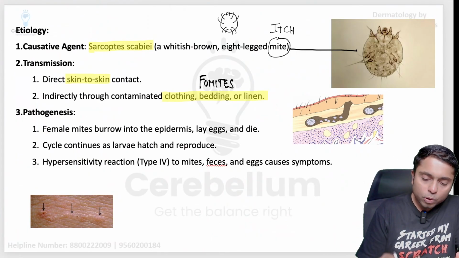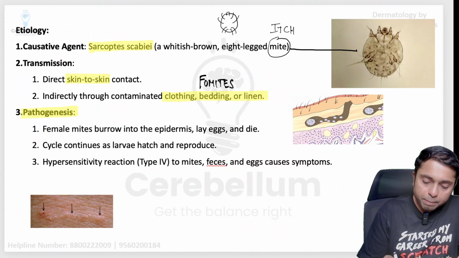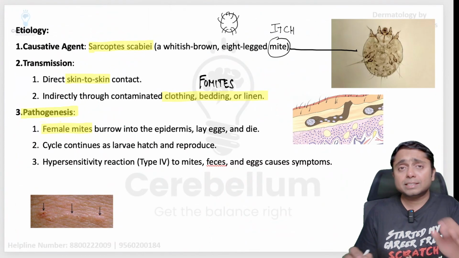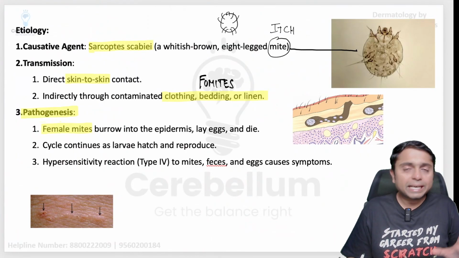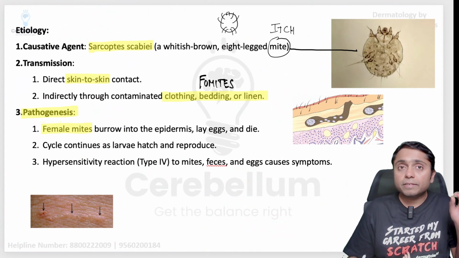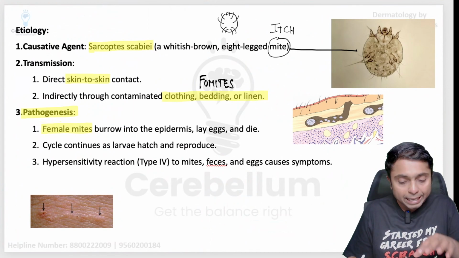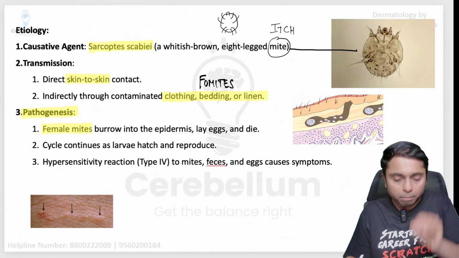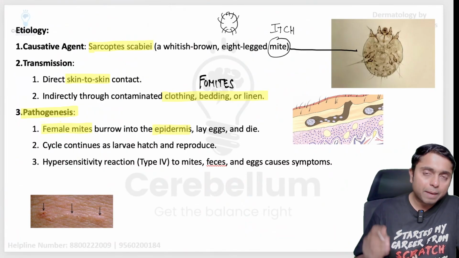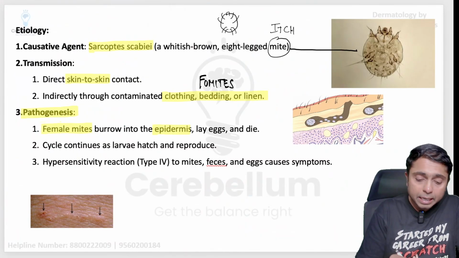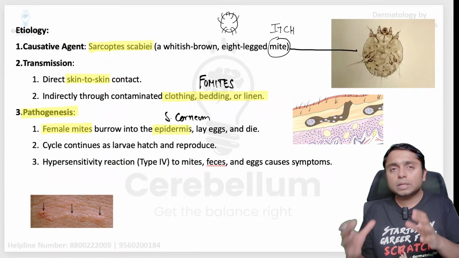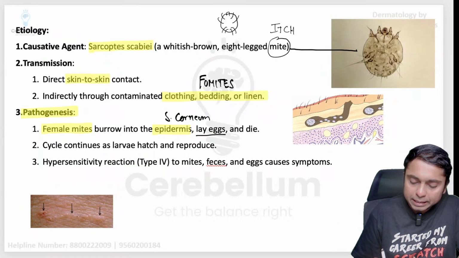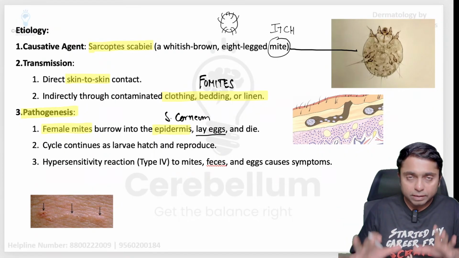Now, coming to the pathogenesis. Basically, this female mite, just like every problem is due to the females. Okay, I'm just kidding. In microbiology, you might have read that female mosquitoes are the ones which bite, and likewise here in dermatology, the female mite is going to burrow in the epidermis, specifically the stratum corneum, which is the most superficial layer, and it will lay eggs and die there itself in the stratum corneum.